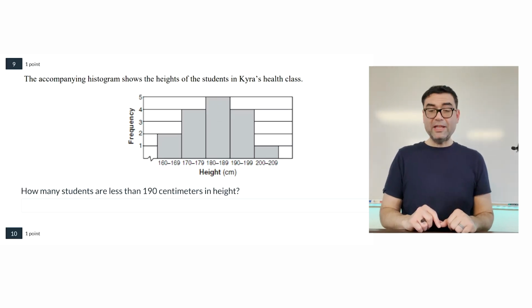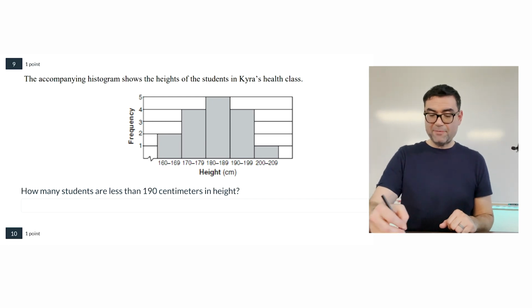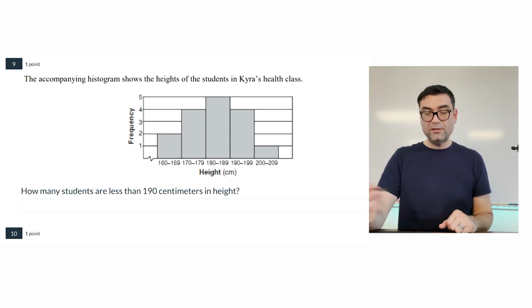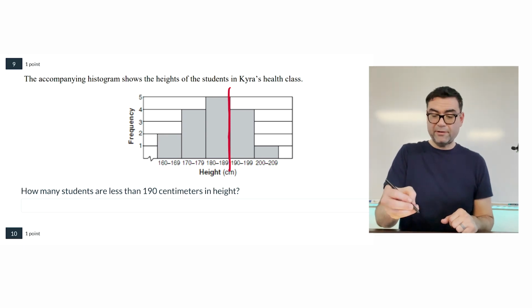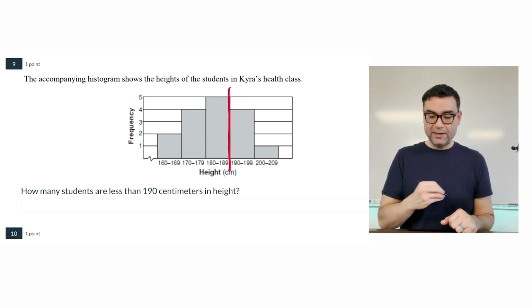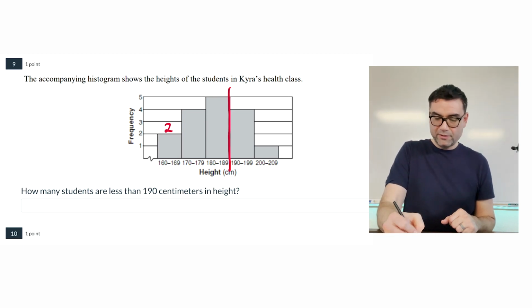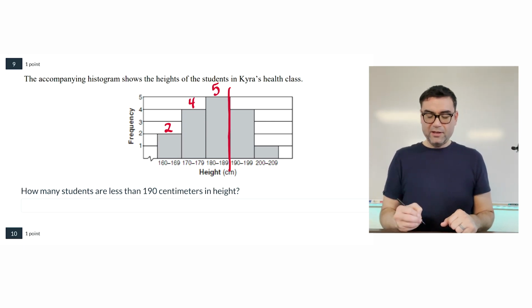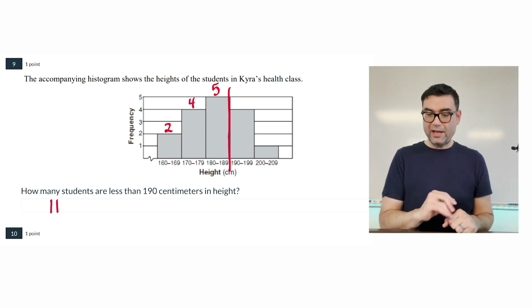How many students are less than 190 centimeters in height? So less than 190 means you can't be in the data set that's over 190. So this dividing line here would tell us which bars we're considering less than, right? Less than 190. So only the bars less than that red line. So that would be 2, 4, 5. So that would be 11 students, right? 11 students are less than that line there.